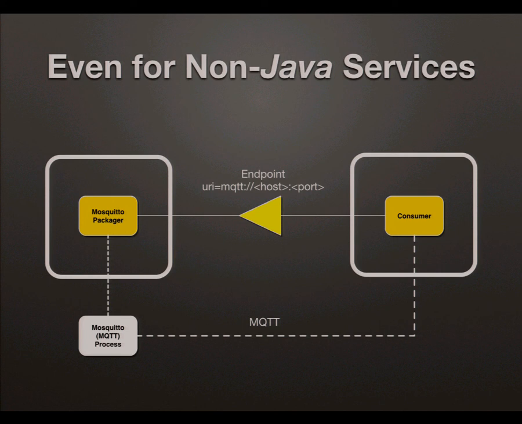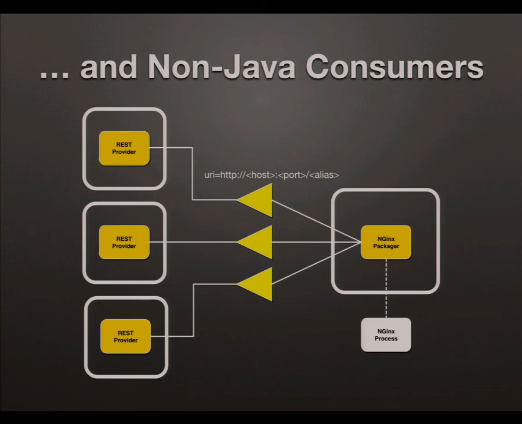We declare the fact that we have an MQTT server with the MQTT URI scheme, and the consumer connects. In my demo, I used Paho to connect to that directly via MQTT. So that works for non-Java processes, non-Java services. We can also have non-Java consumers. If we have multiple HTTP backends, a common load balancer for HTTP is Nginx, again, a native process. We can reconfigure Nginx every time one of these backend services goes up and down, so the load balancer always knows about the current state of working services that it can forward to.